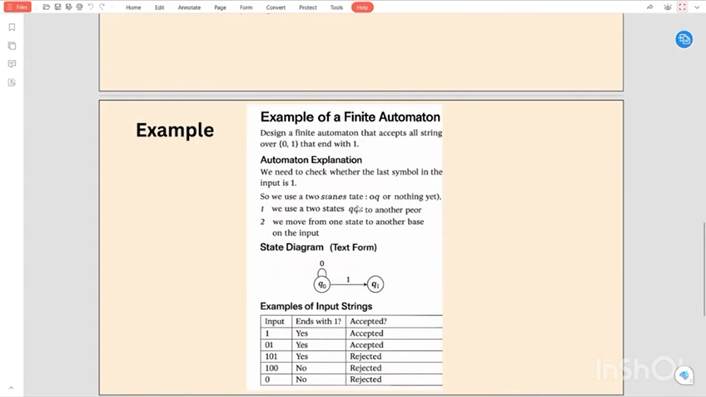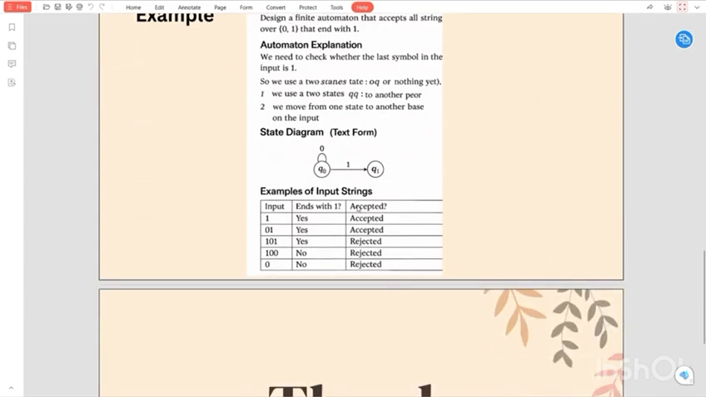We use two states, Q0 and Q1, and we move from one state to another based on input. Here we define Q0 with a self-loop on 0. It can take any number of zeros, and after taking any number of zeros, it stays in state Q0. When it accepts 1, it goes to state Q1, which is a final state. We make a double circle to show that Q1 is the final state.